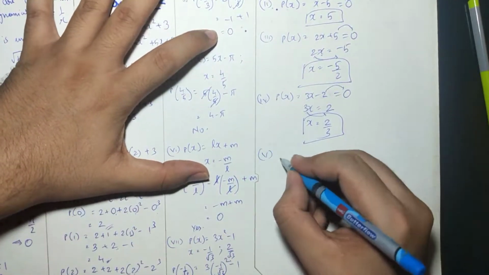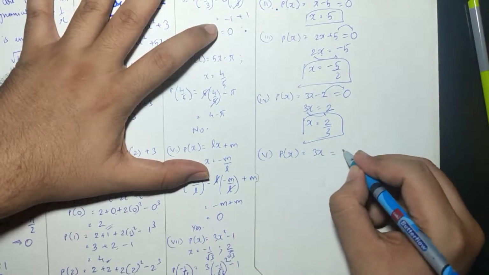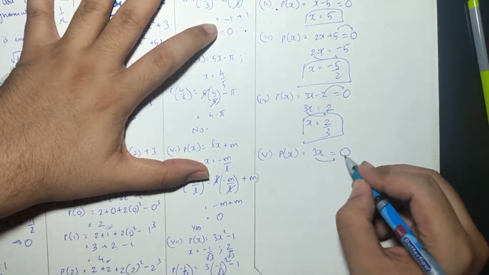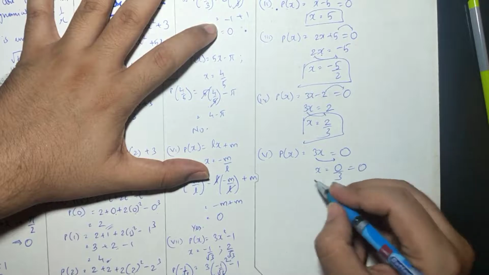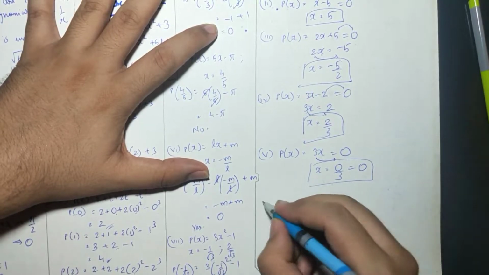Fifth question. P of x is given as 3x. Equate it to 0. This 3 will go on that side. It is getting multiplied, so it will get divided. What is 0 divided by 3? 0. So the 0 of this equation is 0.